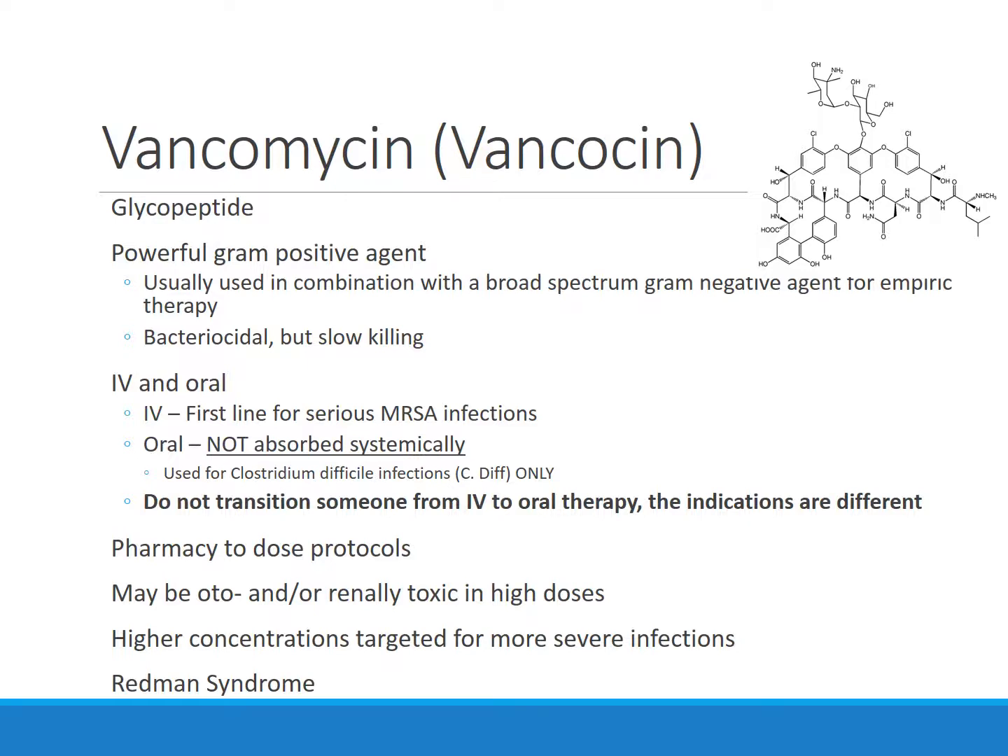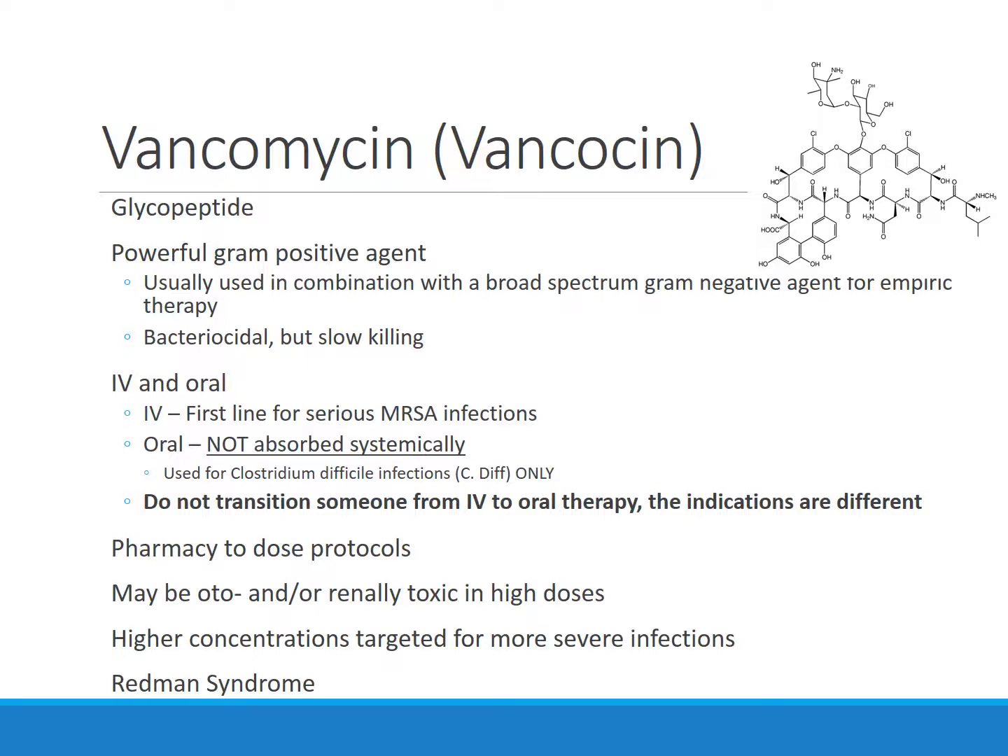So you can't start somebody on IV vancomycin and send them home on oral. Oral is only used for Clostridium difficile infections within the GI tract, and IV is only used for systemic infections. IV therapy does not get into the GI tract, and oral therapy does not absorb to an appreciable level into the systemic circulation. You can see vanco is a really big molecule. I put the structure of it up here, so that may explain why it doesn't really penetrate across the GI barrier.